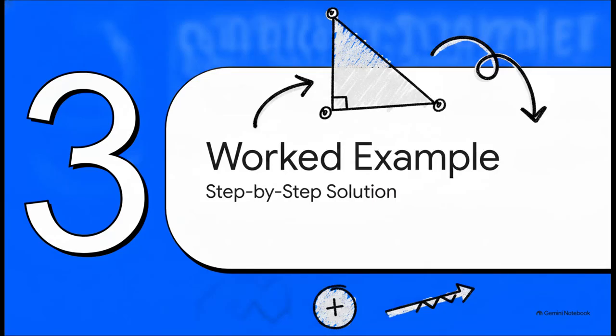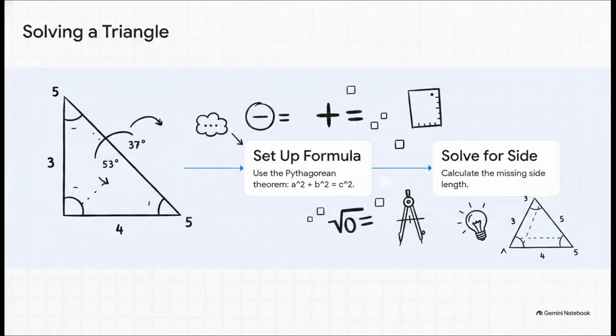Section 3. Let's see how this all comes together in a worked example. Let's actually put this into practice. Imagine you've got a right triangle. You know one angle is 37 degrees, one of the legs is 3, and the hypotenuse is 5. Step 1, let's find that missing angle. We just take 90, subtract 37, and boom, we get 53 degrees. Done. Step 2 is finding the missing side, so we bring in the Pythagorean theorem.